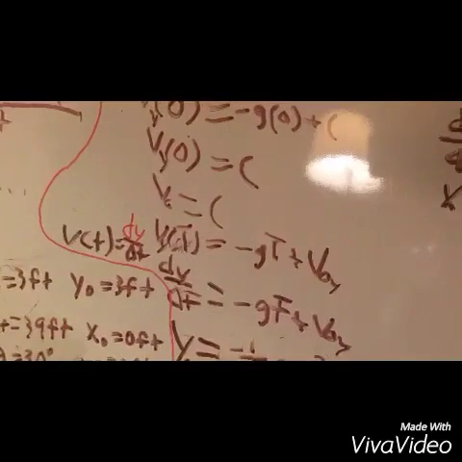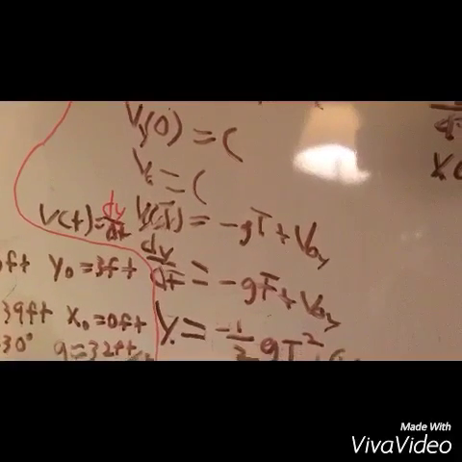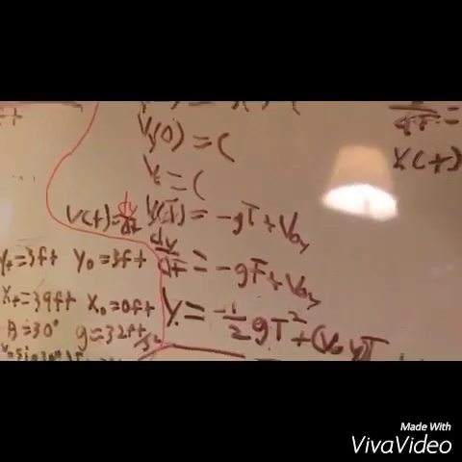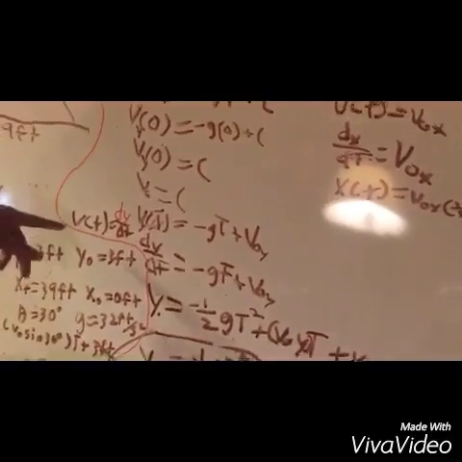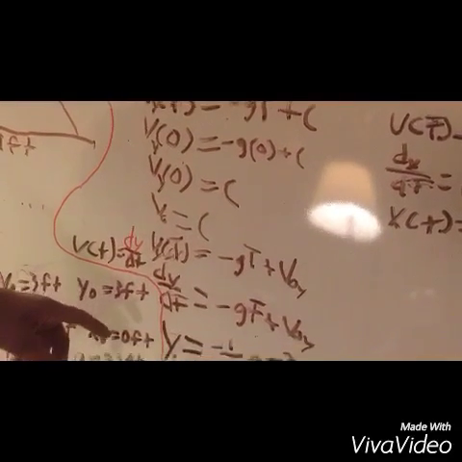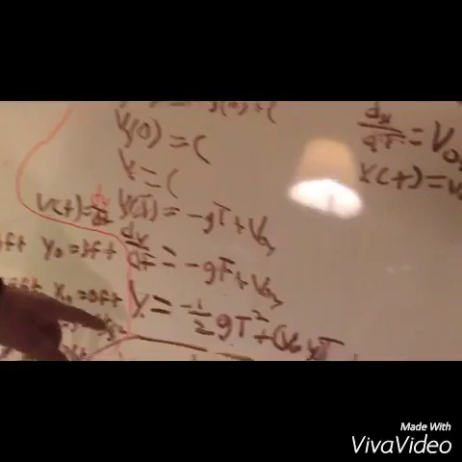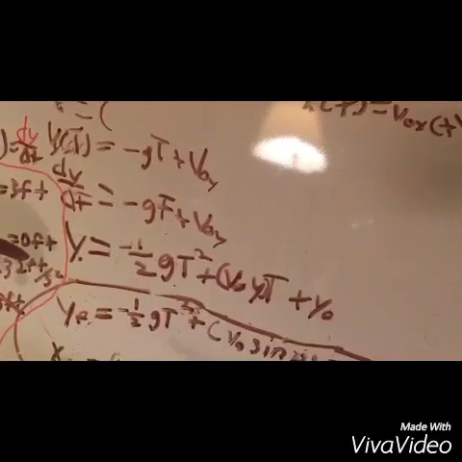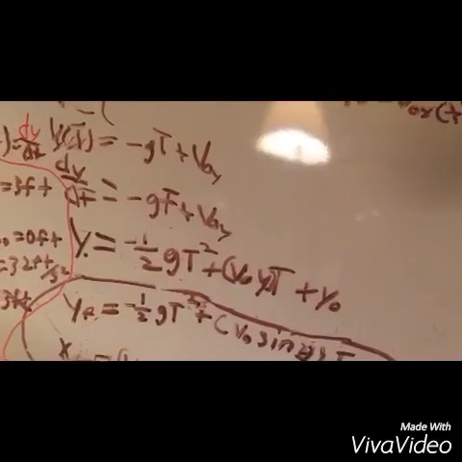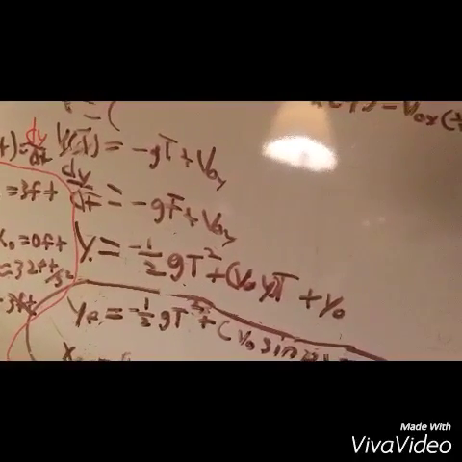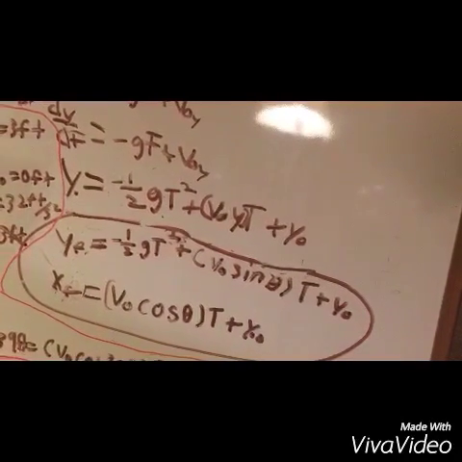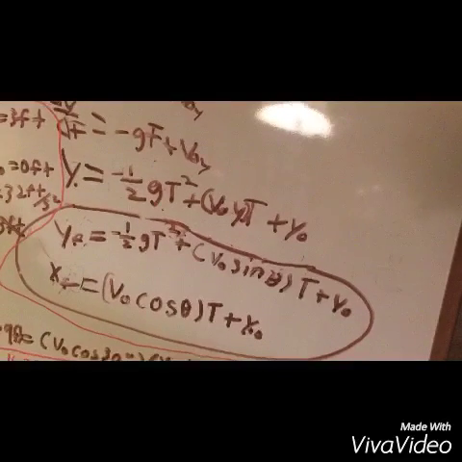So v of t is equal to negative g times t plus initial velocity. So we know v of t is equal to the derivative of y with respect to t. So we get the final equation of y equals negative 1/2 g times t squared plus v sub 0 times t plus y sub 0.